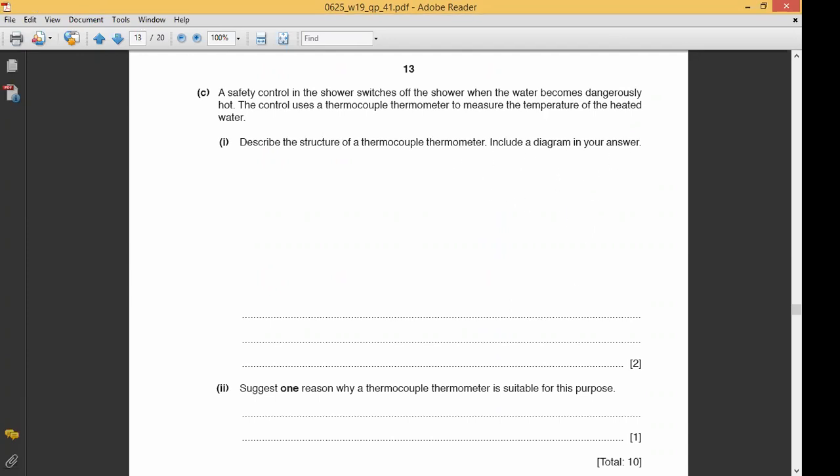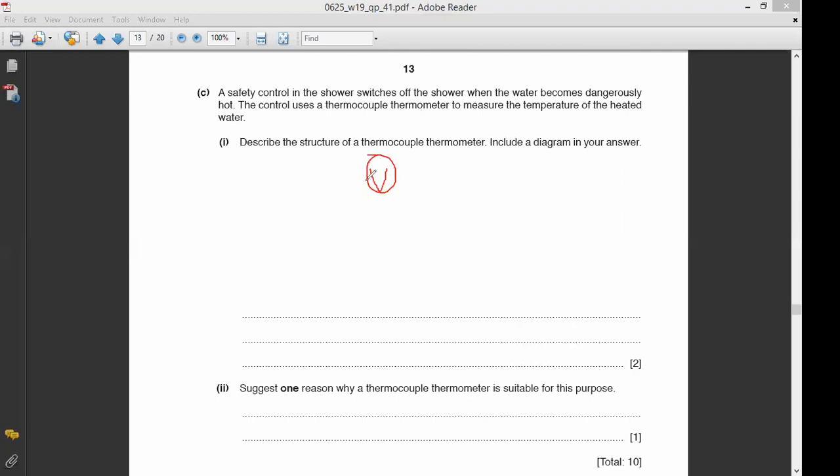Now, there are some things they want to see in a thermocouple. I think I've drawn a thermocouple for you guys before. But nevertheless, the things they want to see, number one, there should be two different metal wires joined at one end, and there should be a voltmeter. It can be a voltmeter, it could be a galvanometer. There should be a voltmeter.